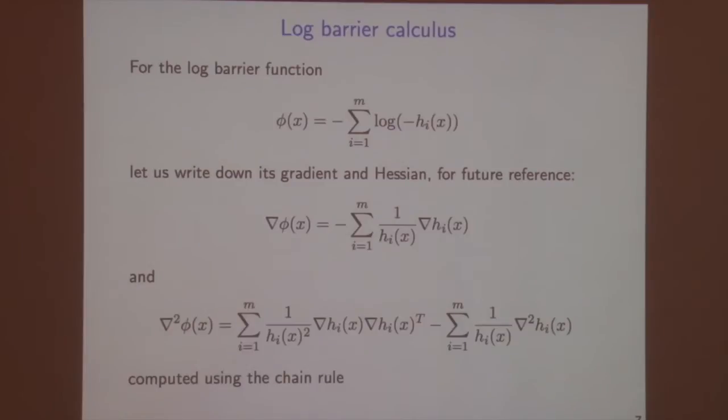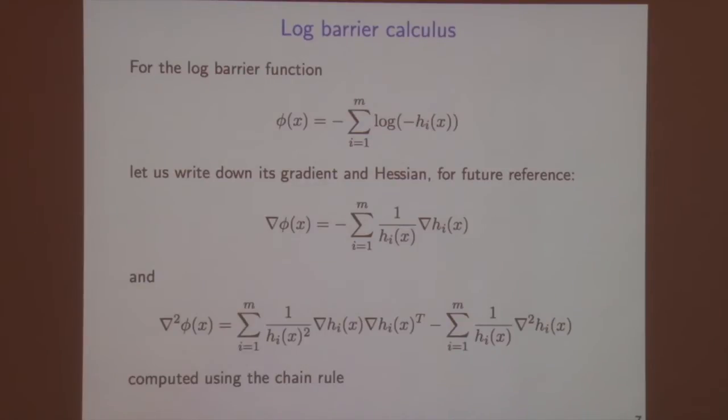So this is going to be helpful for what comes later. Let's do some calculus of the log barrier functions. We're going to try to compute its gradient and its Hessian as well. You can guess why we would want these quantities. What do you think the strategy is going to be that we're going to use?